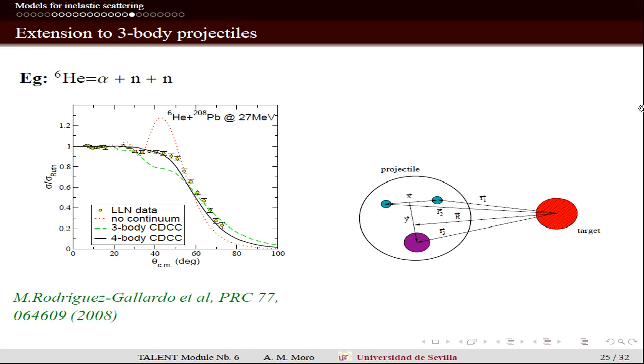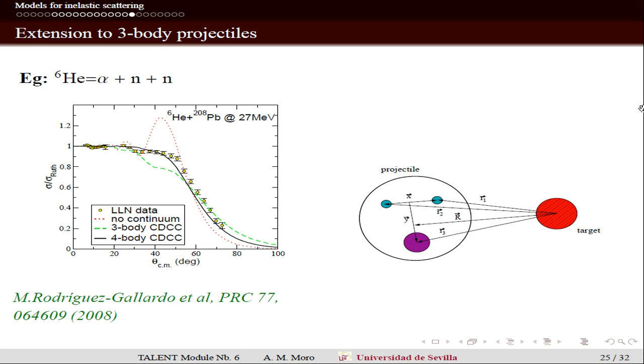Three-body cases where you consider the neutrons to be coupled, right? The three-body CDCC. So this is misleading sometimes. Three-body refers to a two-body projectile plus a target. So this is a model.